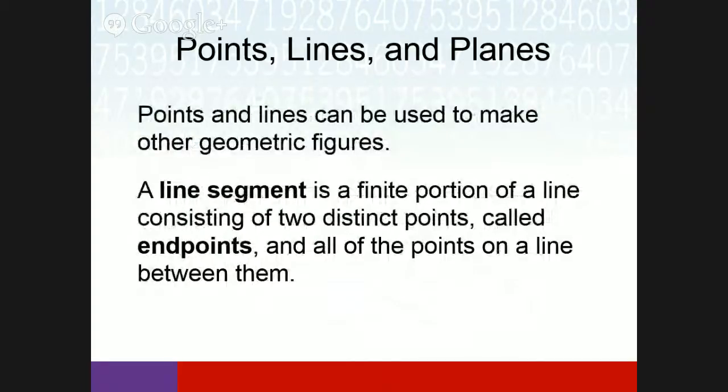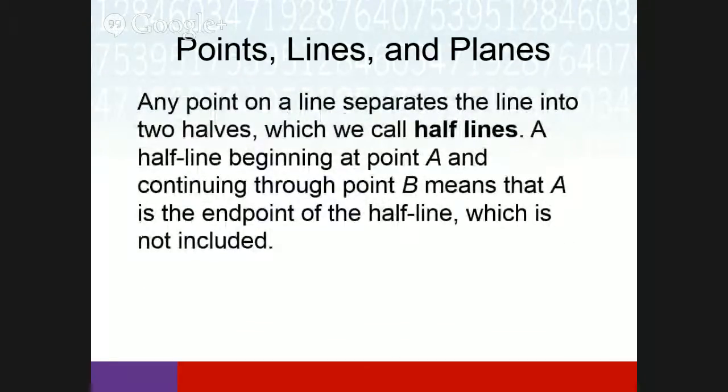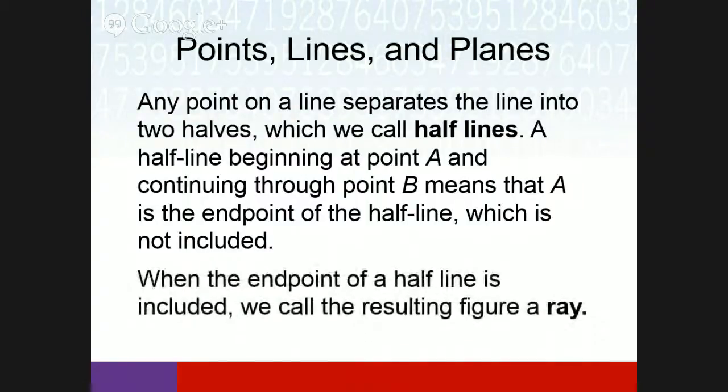Kind of like we think of a subset of a line, is a line segment. A line segment is a finite portion of a line consisting of 2 distinct points called endpoints, and all the points on the line between them. We can have half lines. A lot of times in geometry, they're called rays. So if I take a point and I say everything to the left of that point goes on to infinity. And we'll see some examples of this. When the endpoint of a half line is included, we call that a ray.